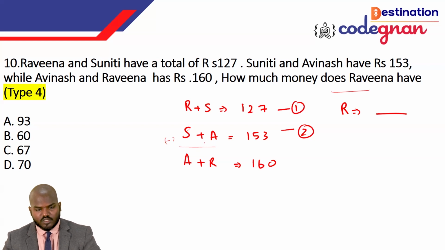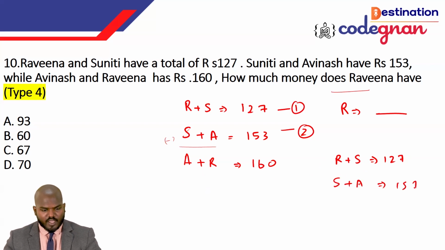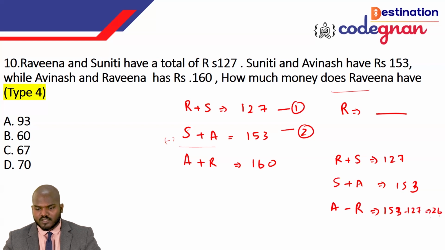So if I do this in the first step, that is R plus S is equal to 127. And similarly, if I take this one, that is S plus A is equal to 153. If I subtract, I can get the value of Avinash minus Ravena. It is 153 minus 127, so we get the value 26 here. That is A minus R is equal to 26.